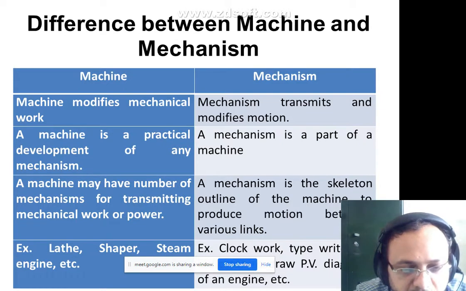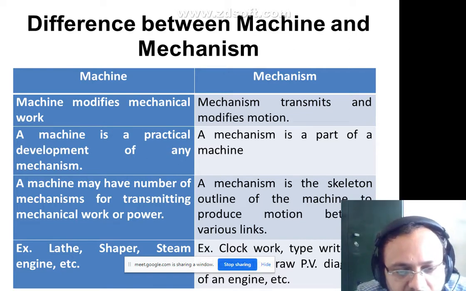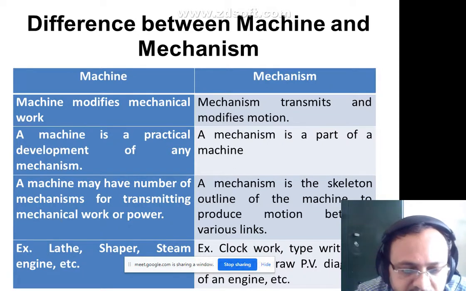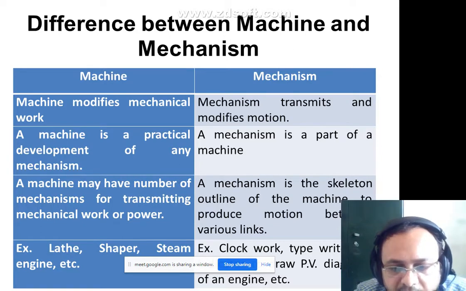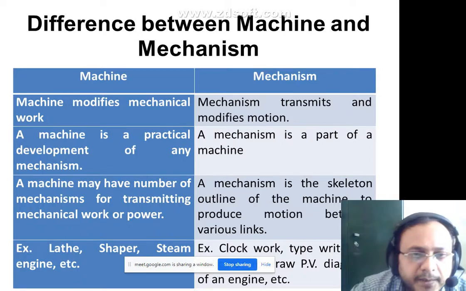A machine will have a number of mechanisms involved in it for transmitting mechanical work or power, whereas a mechanism is the skeleton outline of the machine to produce motion between various links. Machine examples: lathe machine, shaper machine, steam engine. There's a lot of machines. A mechanism is nothing but a clockwork, typewriter, then PV diagrams and all. Whatever you go for in the mechanism, any linkages are connected. You have seen there, so that becomes a mechanism.